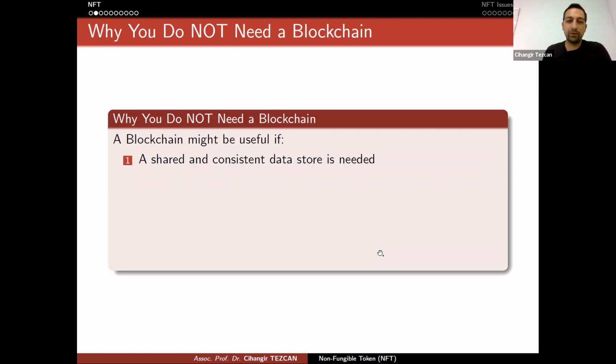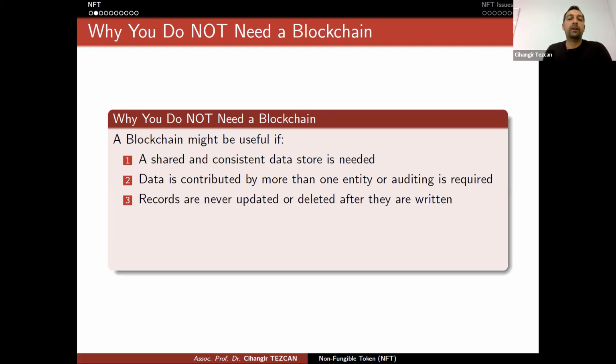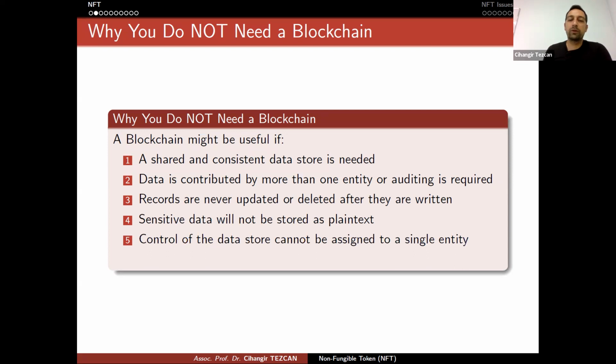A blockchain might be useful if a shared and consistent data store is needed. Data is contributed by more than one entity, or auditing is required. Records are never updated or deleted after they are written. Sensitive data will not be stored as plaintext. Control of the data store cannot be assigned to a single entity. A tamper-proof log of all data store writes is wanted. So you have to say yes to all of these questions in order to think that maybe you can use a blockchain. This is why there aren't many use cases, okay?